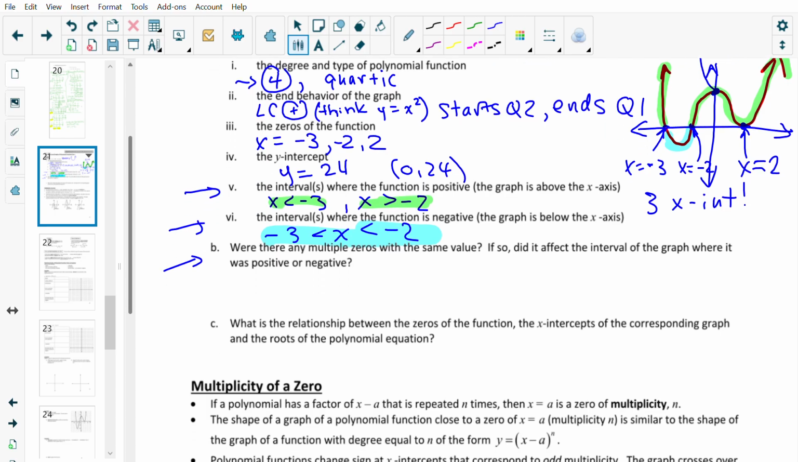Were there any multiple zeros with the same value? If so, did it affect the interval of the graph where it was positive or negative? Yes. Remember when we had this bounce thing, right? So here, I'm going to say bounce, not a technical math term, but we saw this in a previous lesson, this bounce thing. We talked about this bounce being tangent. Tangent meaning it touches but does not cross.